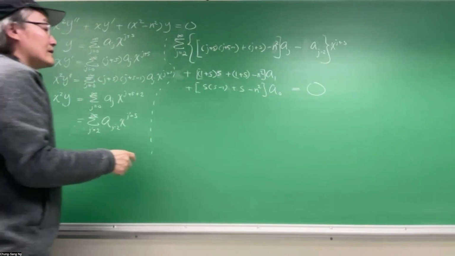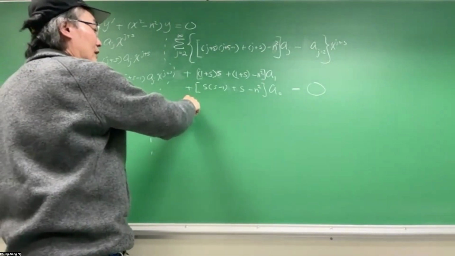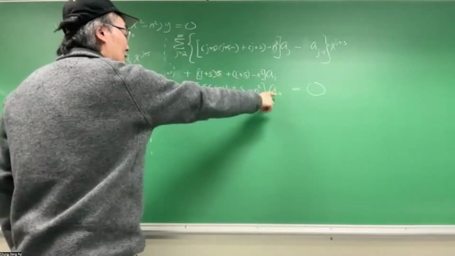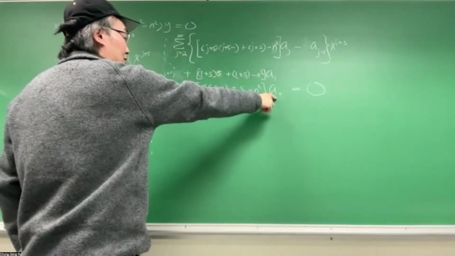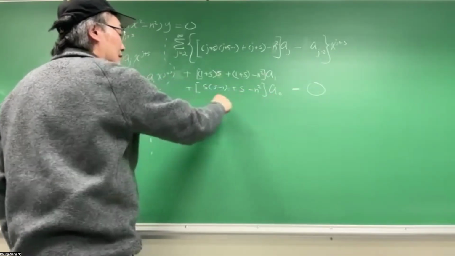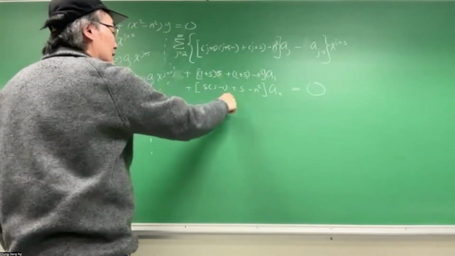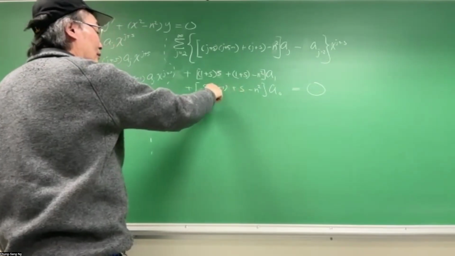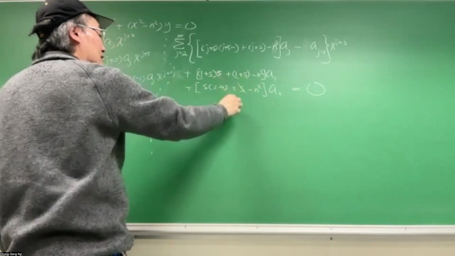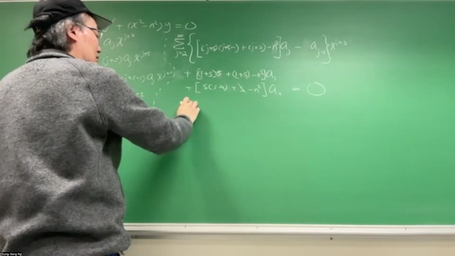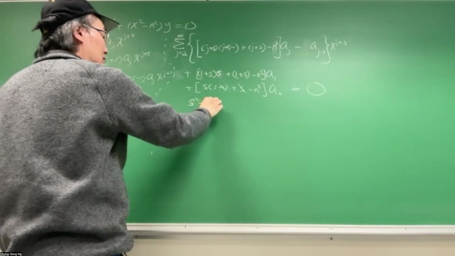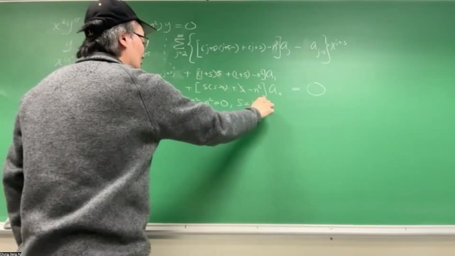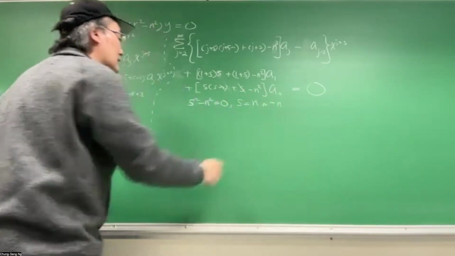Okay, and now the initial relation or initial equation is the last one, because we require a sub 0 to be non-zero, then the coefficient need to be 0. And now they simplify that. So you have s, and then you have minus s here, so you cancel this with this one. With this one, the initial condition is just s squared minus n squared equals 0. S equals to n or minus n.